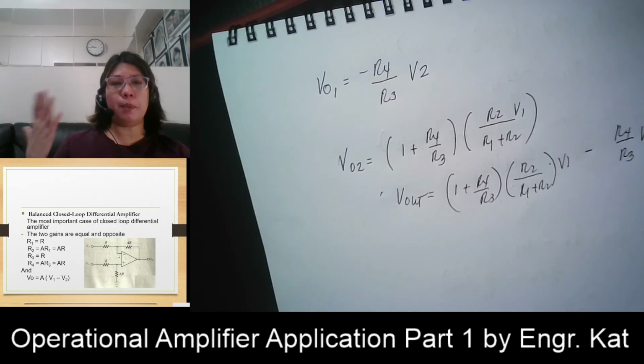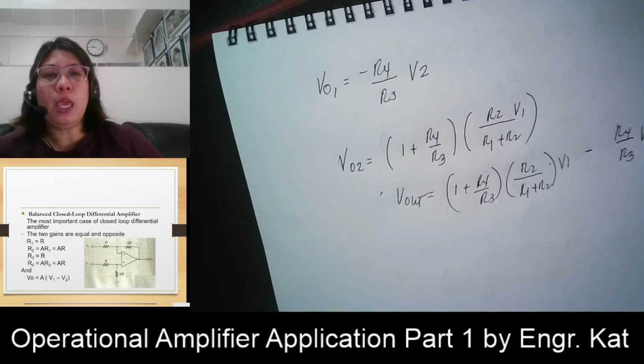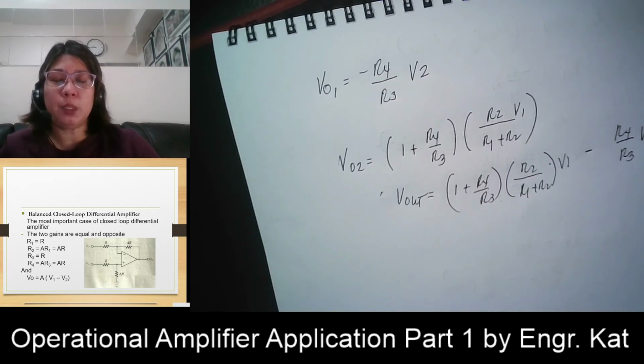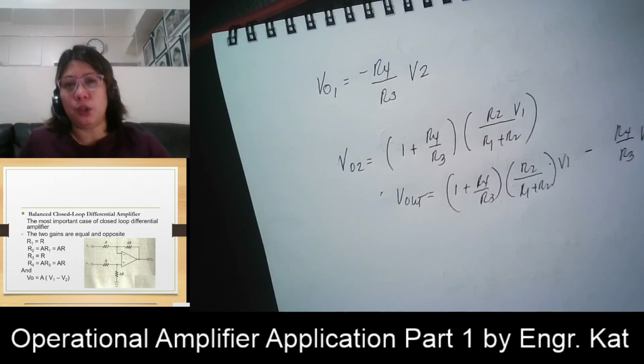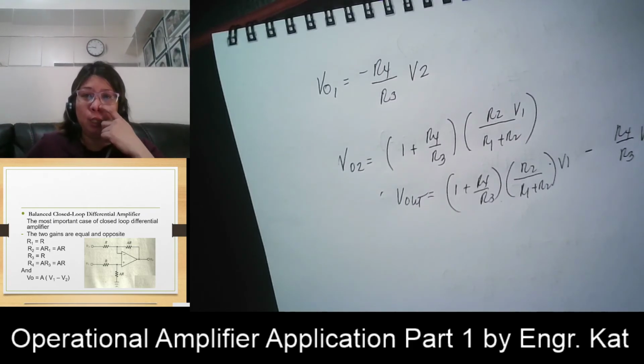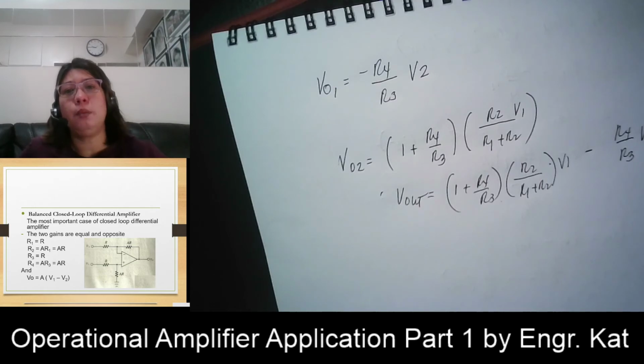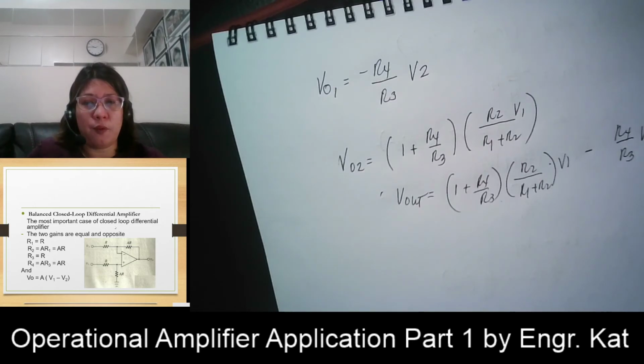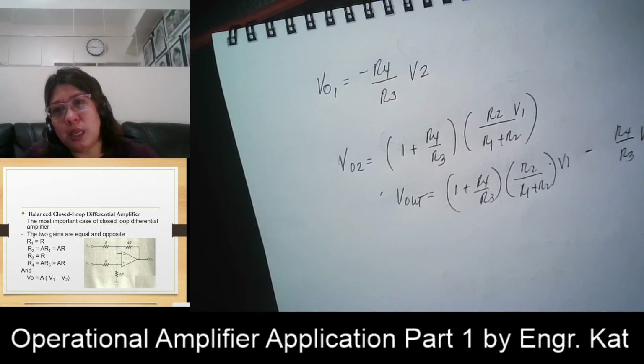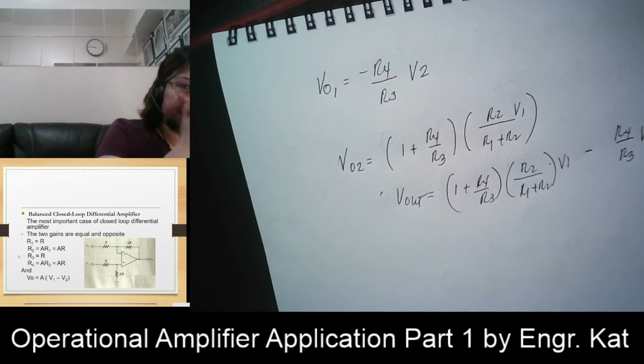It is said to be balanced if we make use of these values. Your R here specifies certain values that are equal, and this A here specifies a gain. So the two gains are equal and opposite. How are we going to attain this balanced closed loop differential amplifier? We follow these suggested values for R1, R2, R3, and R4.